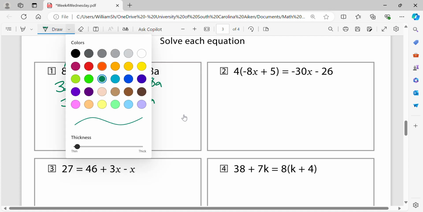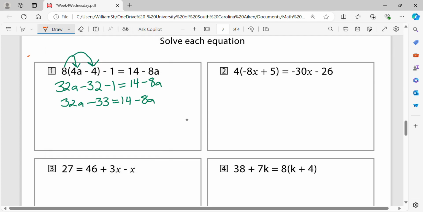So I'm going to move the smaller variable to the bigger variable. Here I have a 32a on one side and a negative 8a on the other side. I'm going to move the negative 8a over to the left-hand side and combine it with that 32a first. And then I'm going to move my constant, that negative 33, over to that positive 14 so that I have all my a's on one side and all my constants on the other. Let's do it step by step. First thing I'm going to do, I'm going to add 8a to both sides because we still have to do the opposite of what's being done.